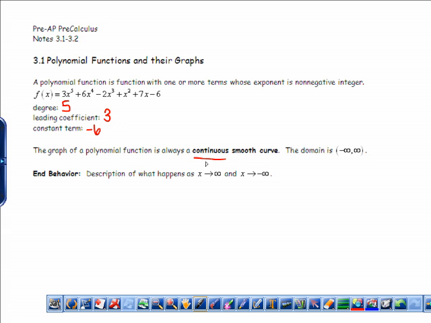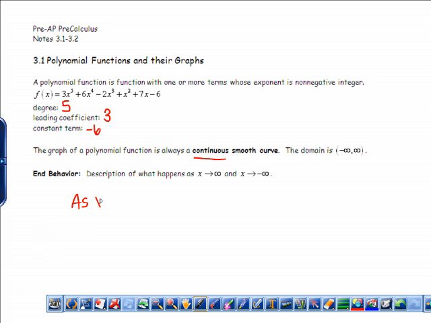So if I ever give you a polynomial and I say, is this continuous? You know that that's yes. It's going to be just a curve. And there will be no asymptotes in a polynomial. There will be no holes or removable discontinuities or anything like that. Okay, end behavior is a description of what happens as x approaches infinity and x approaches negative infinity.